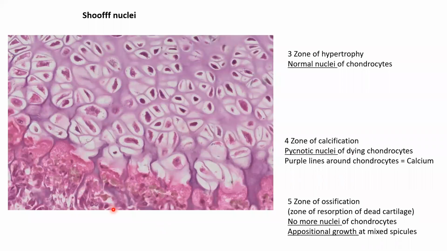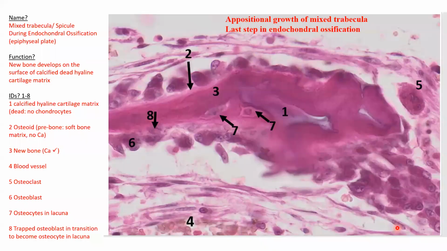Now this is where you're going to see the mixed trabeculae or mixed spicules. And here is one of them, because the osteoblasts cannot just make bone in the air. They need a scaffolding, and that's what the dead hyaline cartilage does. So this is the dead hyaline. The pink is the new osteoid. These are your osteoblasts. Here are your osteocytes in the lacunae that used to be osteoblasts. And there's an osteoclast. Lots of blood vessels bringing the goodies.